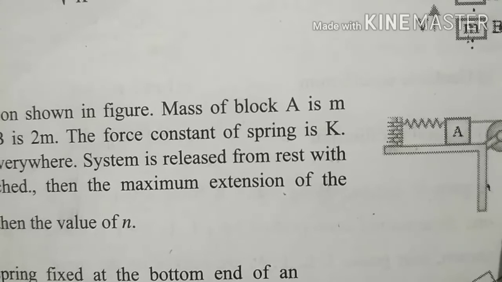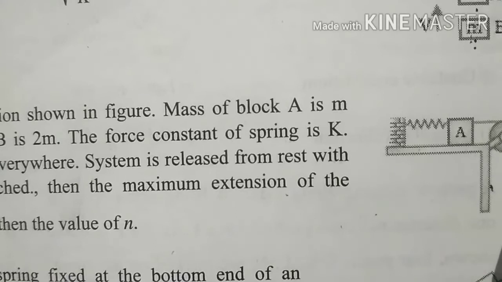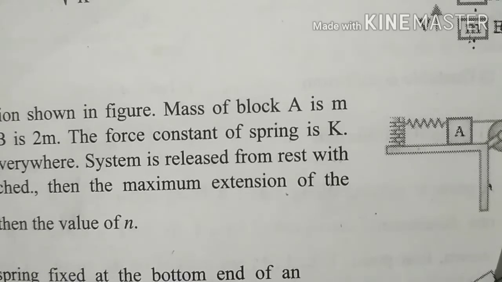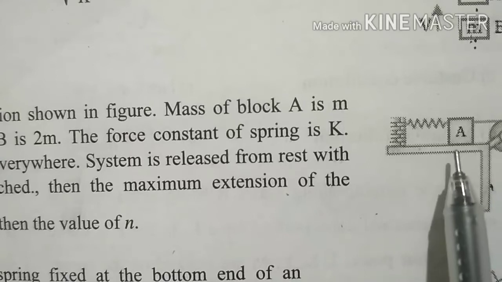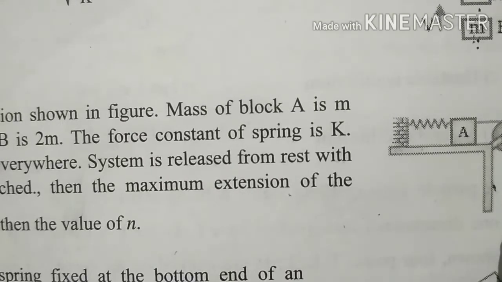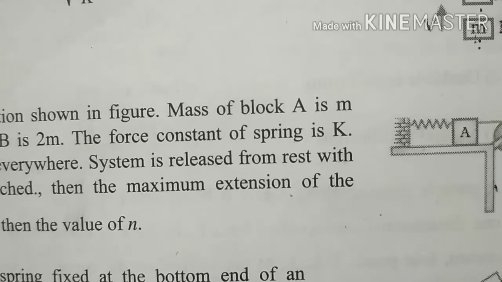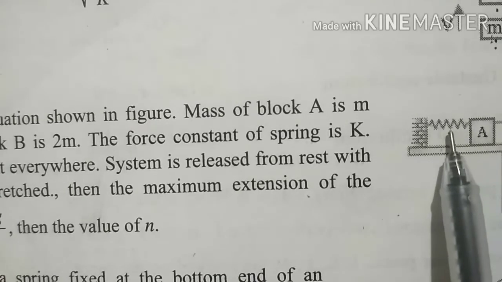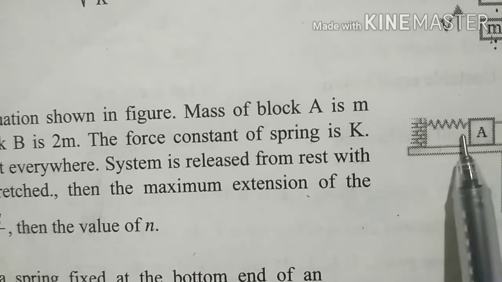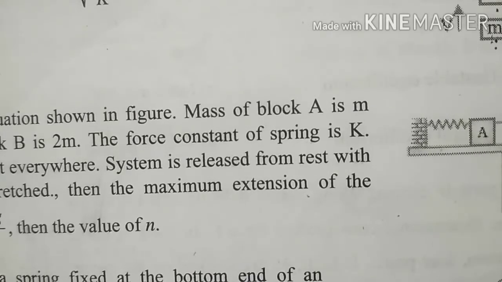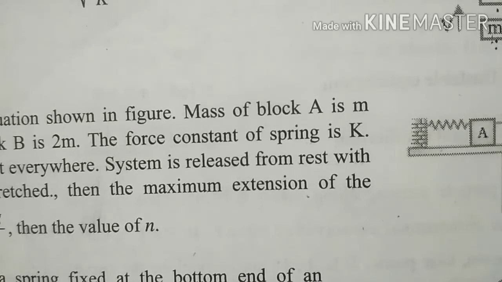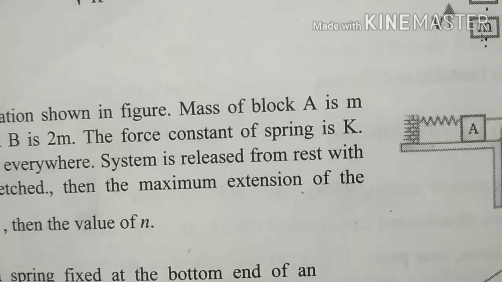So how can we find this? Again we can apply the work energy theorem. The system is starting from rest, so the initial velocity is 0, and the system again comes to rest because the system is brought down by the work done by the gravitational force. The gravitational force is pulling down the system, and the spring force is doing some work so that the system again comes to rest. So this work done is opposite to that of the gravitational pull. That is the concept in this problem. Okay, so we will solve it.